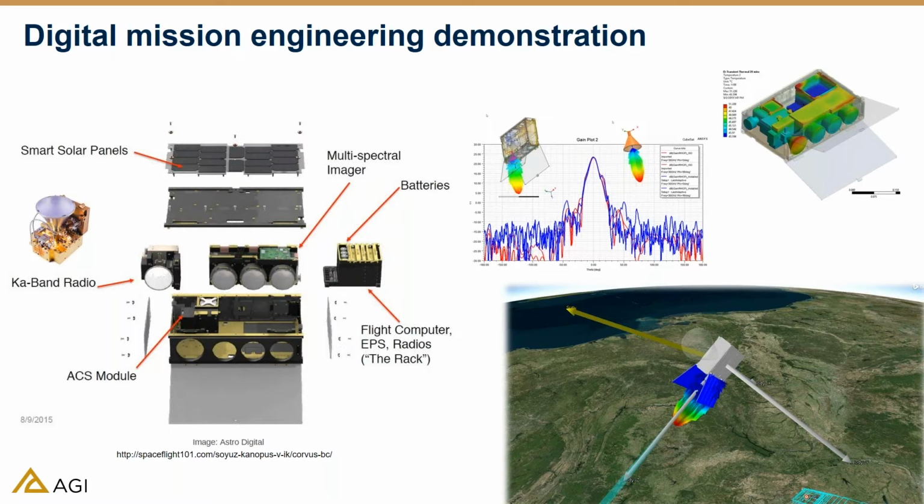And on the left, you can see the physical layout of the system. On the right, you can see some of the images of the engineering and mission simulations we've run. So the CubeSat has several subsystems, and today we're really going to be focusing on the attitude control system, multispectral imager, and Ka band radio. And we've modeled each of these subsystems in STK and ANSYS, and we'll evaluate their ability to meet mission requirements across a couple different use cases.